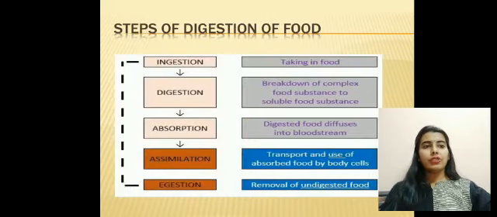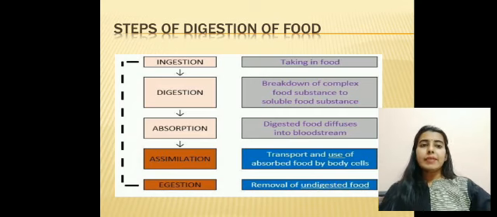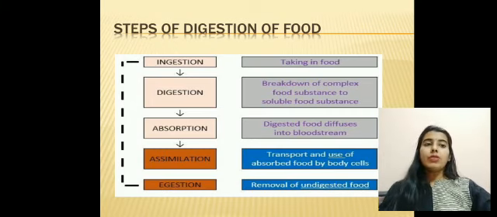Ingestion will occur through the mouth. Digestion will take place in the stomach and small intestine with the help of some glands. Then assimilation of food will occur, which will finally lead to egestion of the waste products from the body. So now to start with ingestion, the first step, the food we take in our mouth.